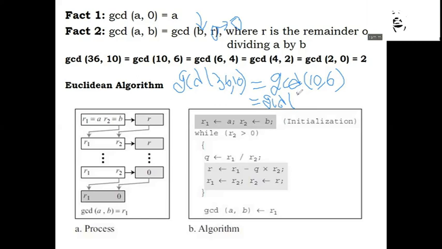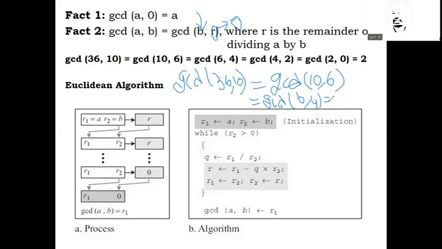So GCD of 10 comma 6 equals, now again consider this as A and B. Now we should take B, 6 comma. When I divide 10 by 6, what is the remainder? 4. Is R equal to 0? No. So again, we need to continue this process.